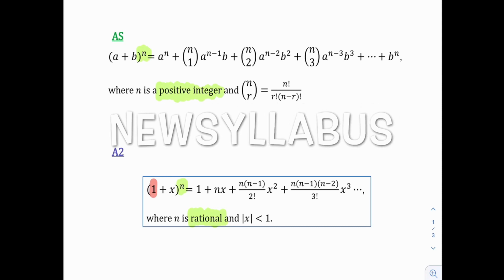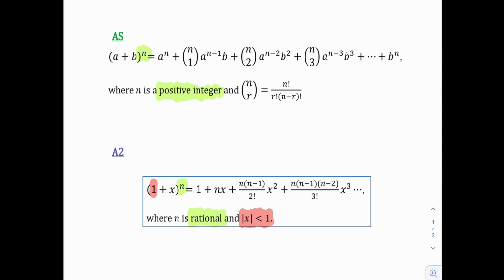One thing that you're going to take note of for the new syllabus is here: modulus x less than 1. What's the use of this? This is the range of the values of x such that the expansion is valid. I'll explain further on this by using the example later.